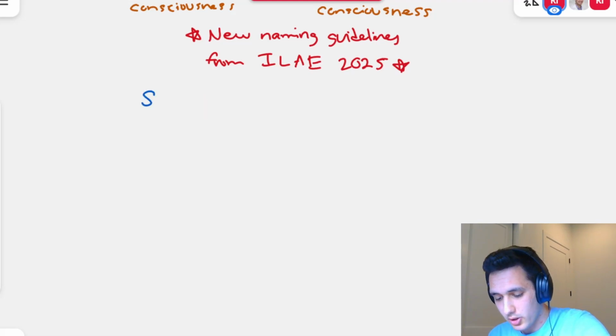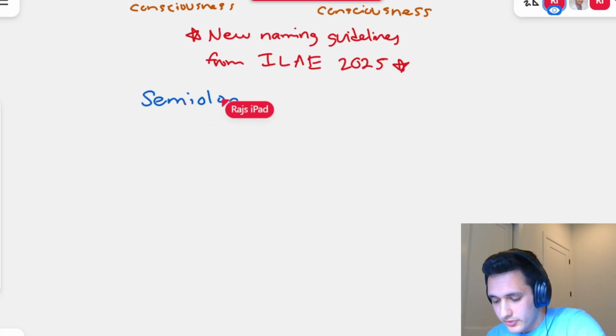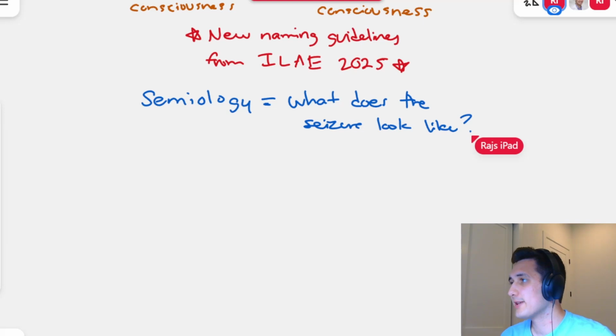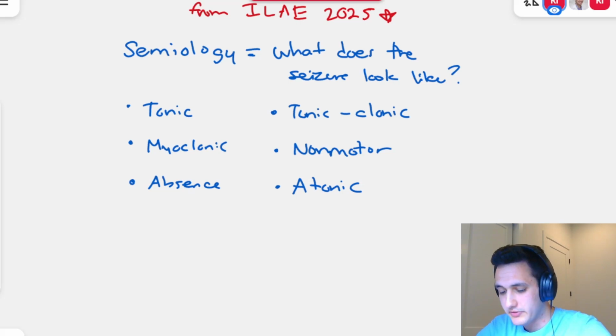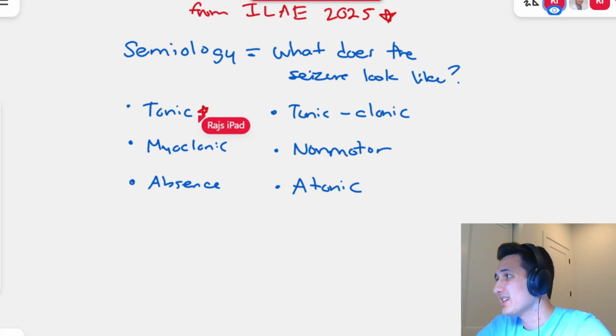Okay, so now moving on to something called semiology, which is just a fancy word for saying what does the seizure look like? There are many different types of seizures, and we'll go over them briefly. So here are 6 different types of seizures. Tonic seizures are the ones that result in muscle stiffening of extremities or muscles. Myoclonic involve jerking of muscles. Absence seizures are characterized by staring spells, so kids are potentially in class, not focusing, and they're not able to be aroused. You're not able to get their attention when these kids are having absence seizures.